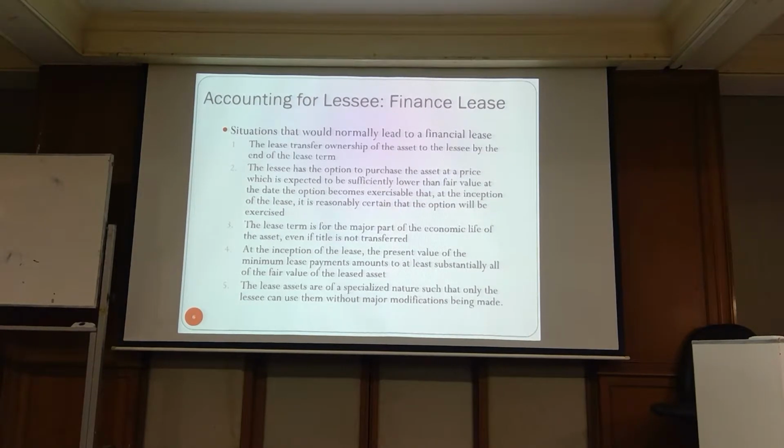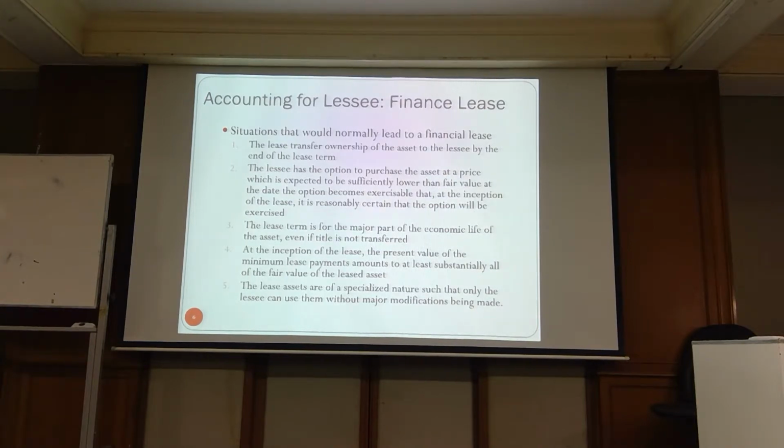And number 5 here is quite important when it comes to the argument. The leased assets are of a specialized nature, all right, which only the lessee can use without major modification being made. What is that supposed to mean? It looks like this asset is designed for you. Only you can use this one. I designed this for you. All right, I don't want to touch on the news in the stock market, but say a family business like me. I run a printing company, and I just want to lease the printing machine which was designed for me.